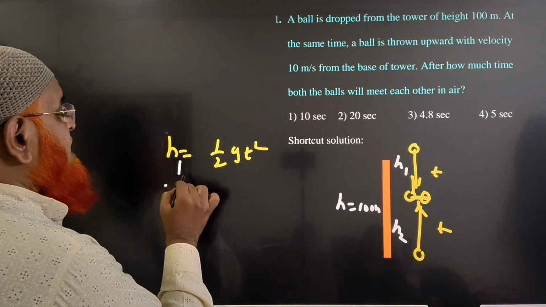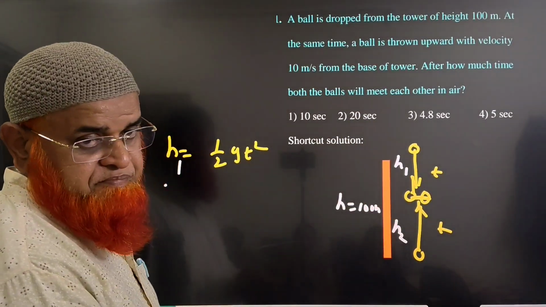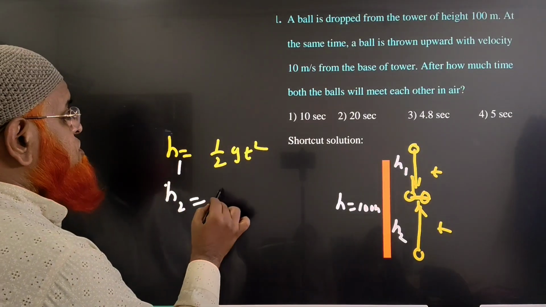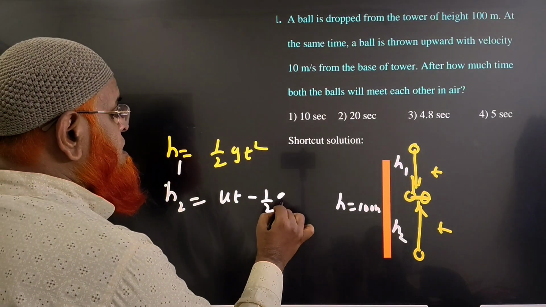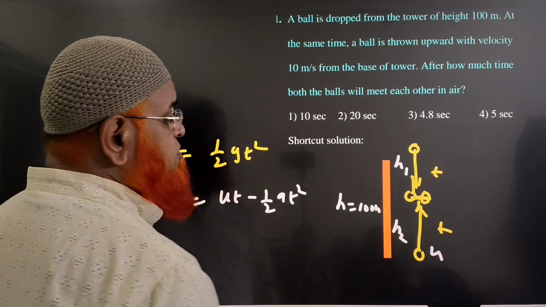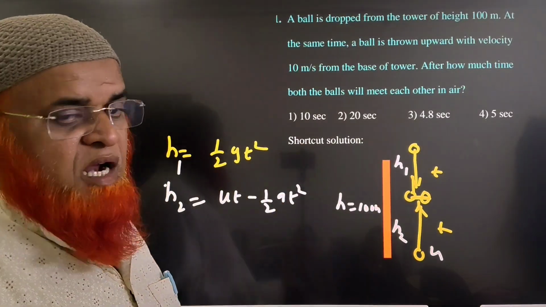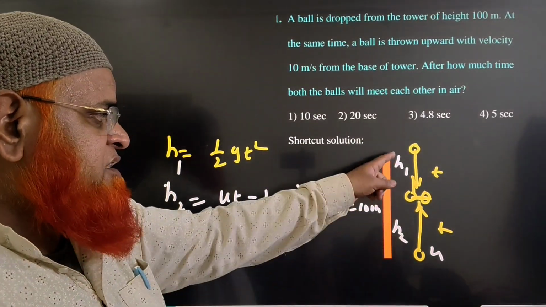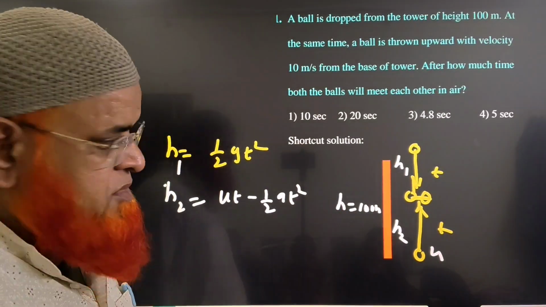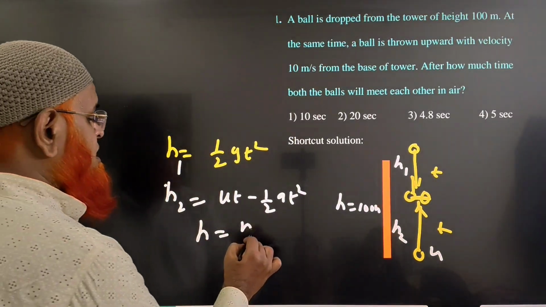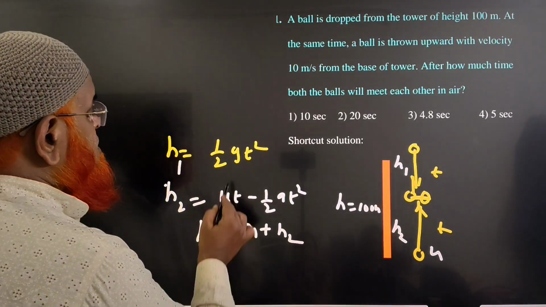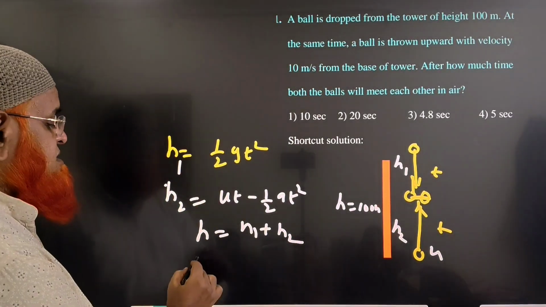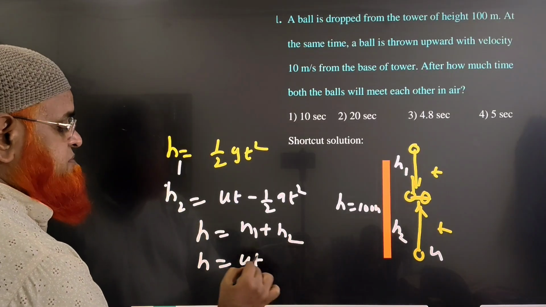The first one is how much? h1 is equal to half g t square. The second one is h2 is equal to u t minus half g t square, because initial velocity is present. It's going against gravity, so minus. If you add these two heights, is it not going to be h? That means h is going to be h1 plus h2. So half g t square gets cancelled. That means h is going to be how much?